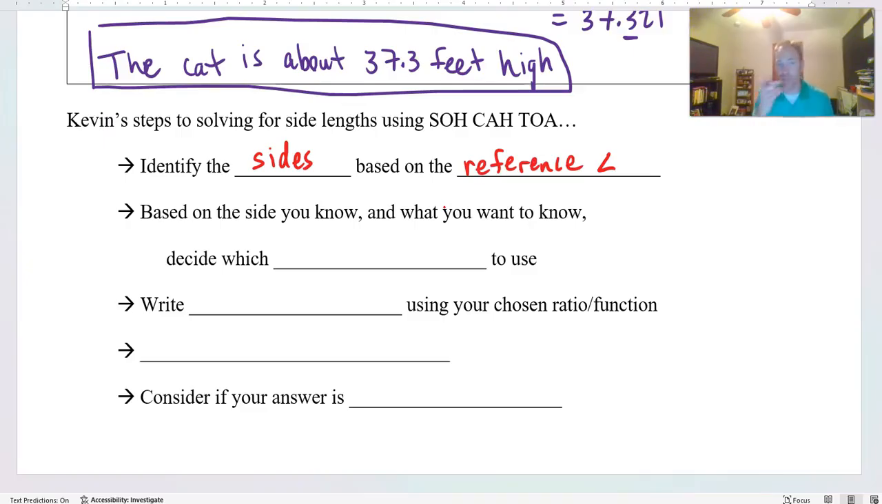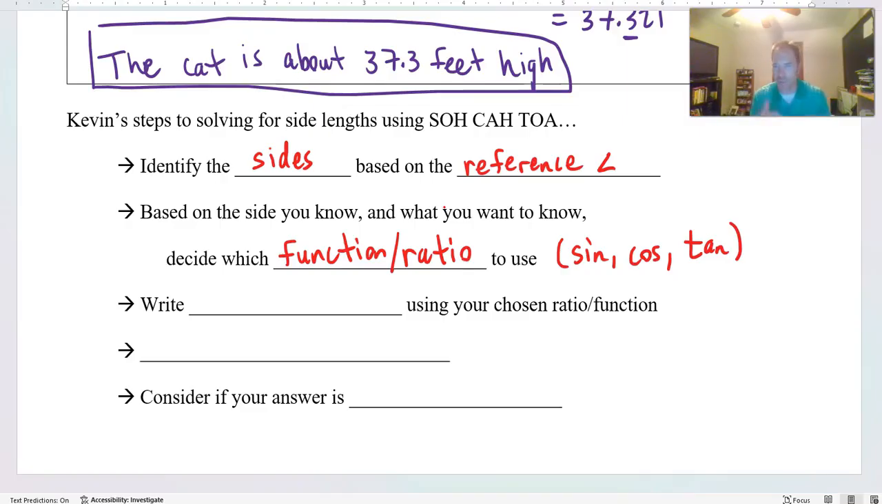Then, based on the side you know and what you want to know, decide which function or ratio to use. That would be sine, cosine, or tangent. We've seen some examples where, between what we know and what we want to know, we're going to use the sine. If it's opposite and hypotenuse, we know one of them and want to know the other, so between opposite and hypotenuse we'd use sine. Adjacent and hypotenuse, we'd use cosine. Opposite and adjacent, we use tangent.